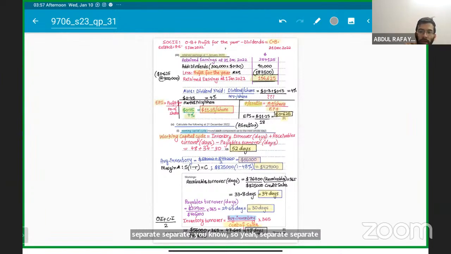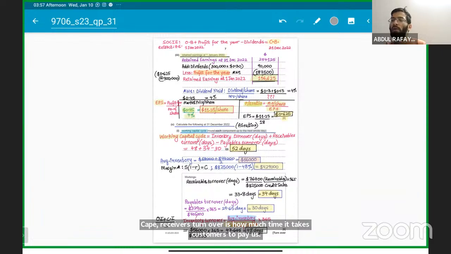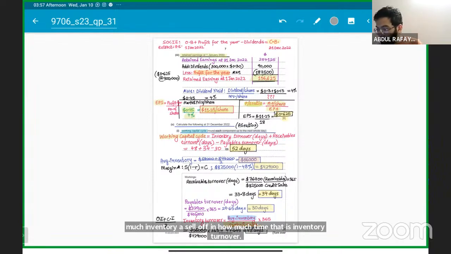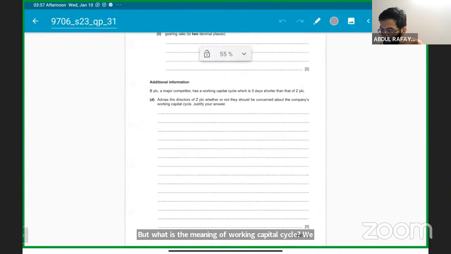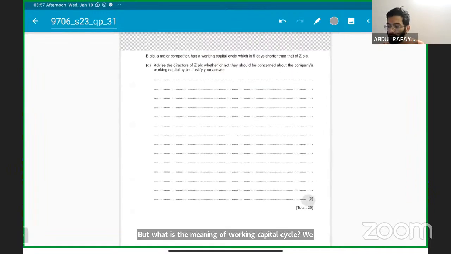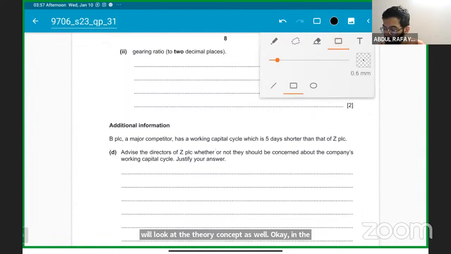Okay, sir, receivables turnover is how much time it takes customers to pay us, and the payables turnover is basically how much time it takes the company to pay its suppliers. Inventory turnover is how many days it takes for the inventory to be sold off, how much inventory is sold off in how much time. That is inventory turnover. But what is the meaning of working capital cycle? We will look at the theory concept as well, in the theory perspective for 5 marks that we have to write. But let's finish off the numerics first.